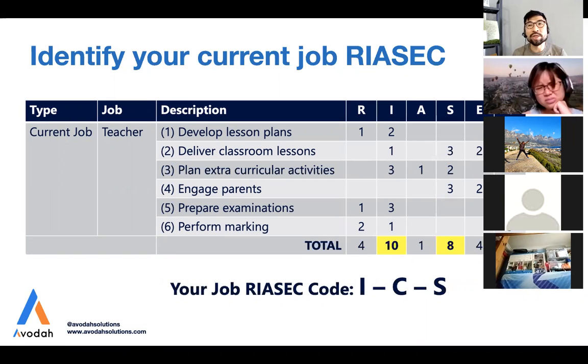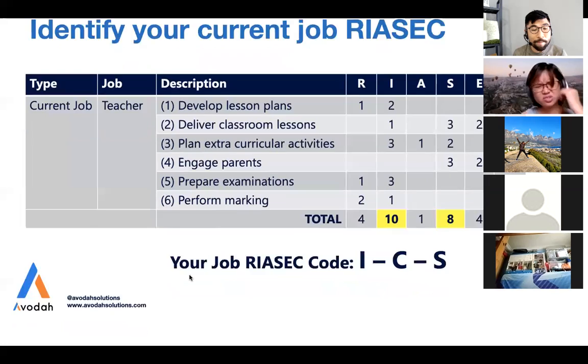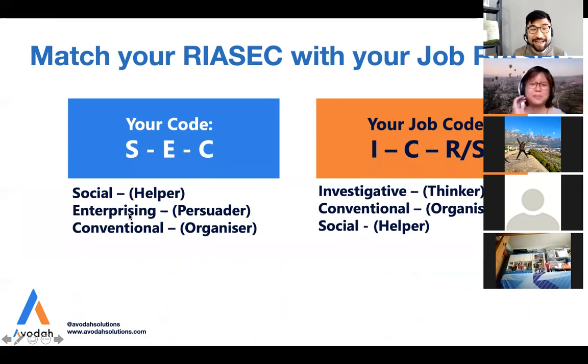Now, remember your own personal RIASEC. How do you compare with that? So then you have to match. Taking myself as an example, my RIASEC code is S, E, and C. Social, enterprising, conventional. Assuming I'm doing the teacher role that I just described, the role is I, C, R, or S, all right? Because S is quite close over there.